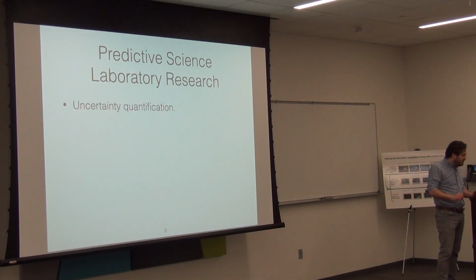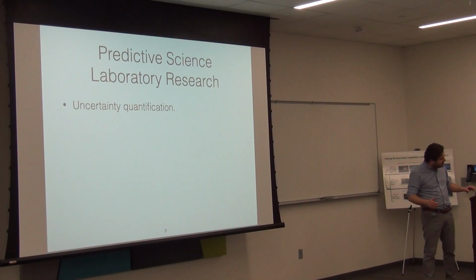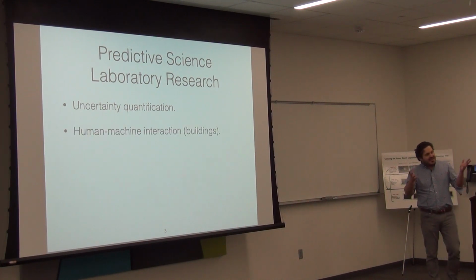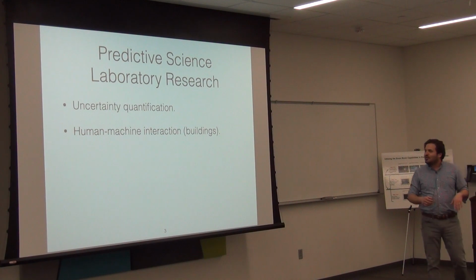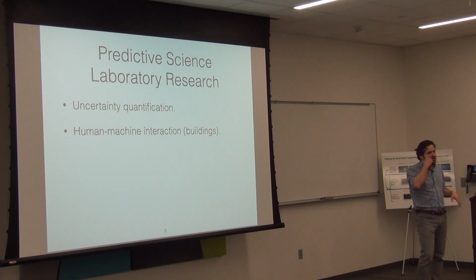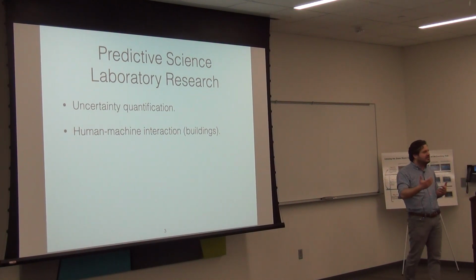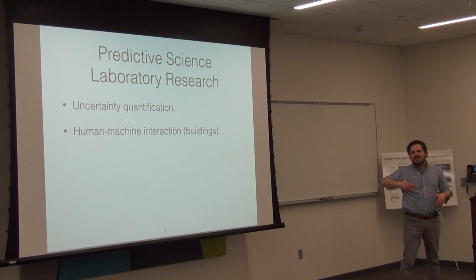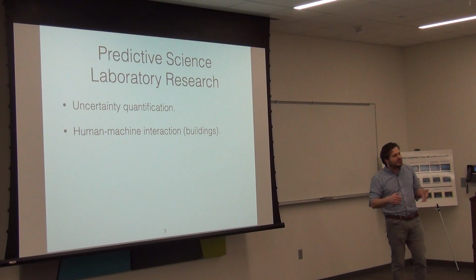All right, so here's what we do. We do uncertainty quantification, and that's what I'm going to talk about, by the way. We also do human-machine interaction, and when I say machine, I actually mean building, so how humans interact with the HVAC and the lighting system of a building. And of course, why should you care about that?